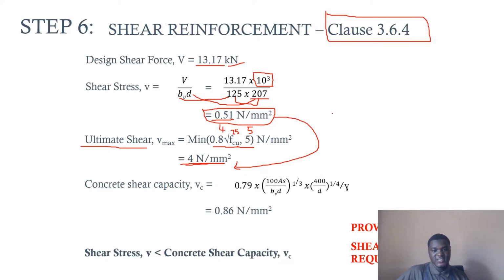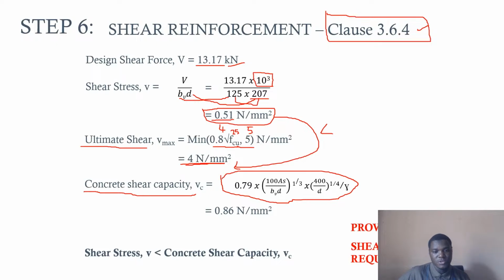Now that this is satisfactory, the shear stress is less than the ultimate capacity, we need to determine our concrete shear capacity, the capacity of our concrete against shear. It is given by VC. If you go to this clause, you are going to see a table where you can calculate VC. But to make it easier, you can use this formula. This formula is quite straightforward. So 0.79 times 100 AS. AS here is the area of reinforcement you provide. We provide T216, so that means our AS is going to be 402 based on the area of reinforcement. And then b, we know what b is, 125.